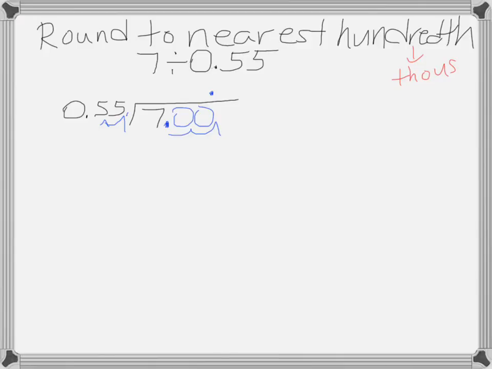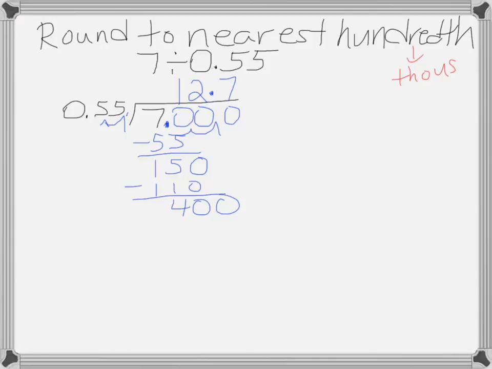Now I divide 55 into 70. That goes 1 time. Multiply and subtract. That is 15. Bring down the 0. 55 into 150 goes twice. Multiply, 110. Subtract is 40. Now I've run out of numbers, so I need more zeros to bring down. 55 into 400 goes 7 times. Multiply, 385. Subtract, 15 again. I'm not out to the thousandths place yet, so I need to keep going.